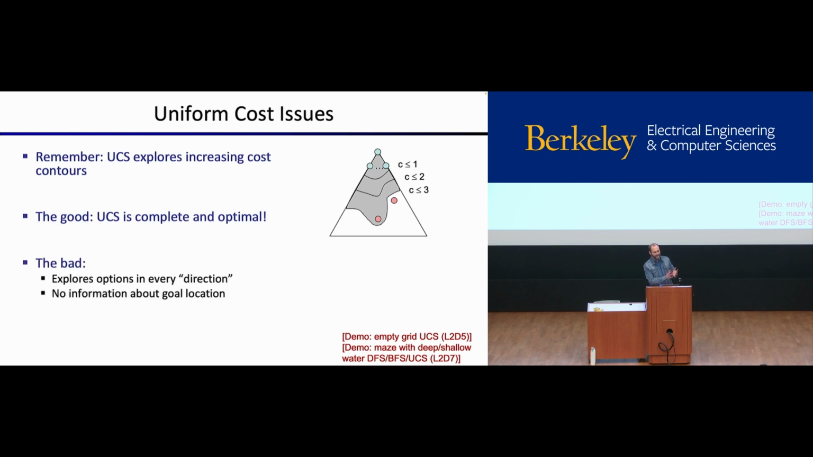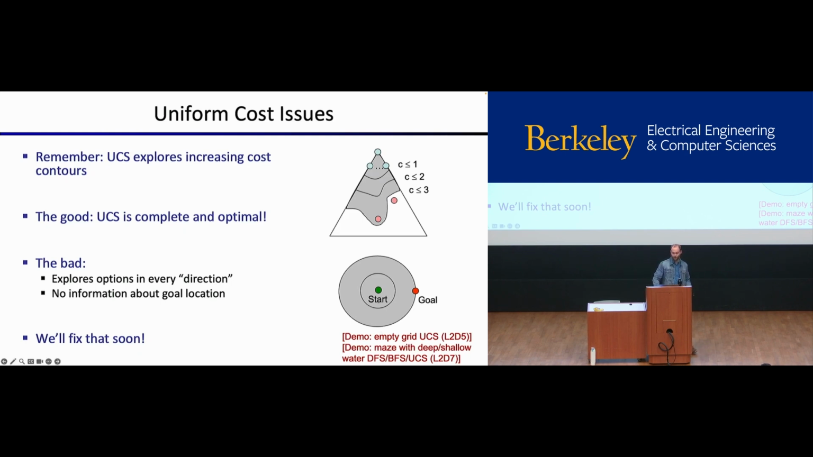The bad is it explores in every direction equally with no information about the goal location. And that's a problem we're going to have to solve next lecture, and we're going to require more information from the problem set, from the way the problem is posed. So you can think of it as kind of searching out from the start until it gets to the goal. We might like something that searches more preferentially to the right. That is what we'll call informed search.